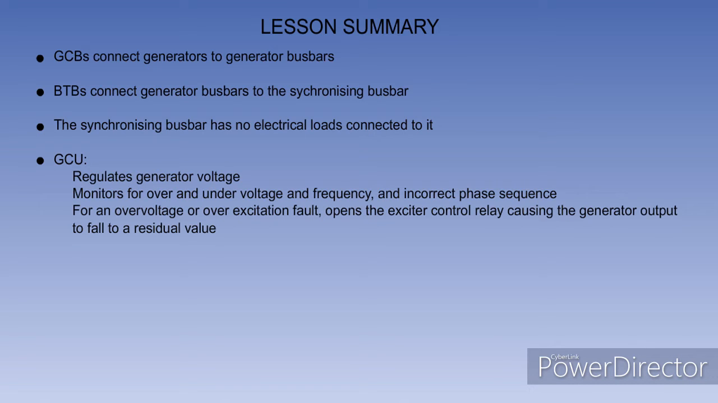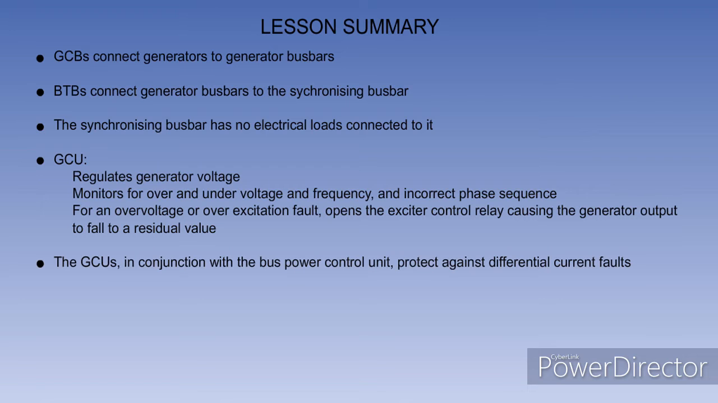If the generator develops an overvoltage or over-excitation fault, the GCU will open the exciter control relay, causing the generator output to fall to a residual value. The GCUs, in conjunction with the bus power control unit, protect against differential current faults.